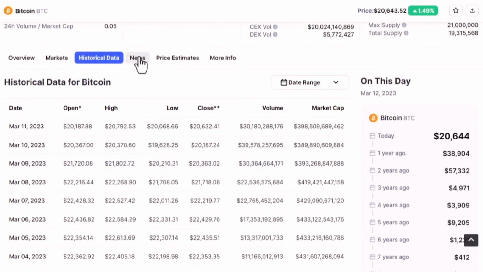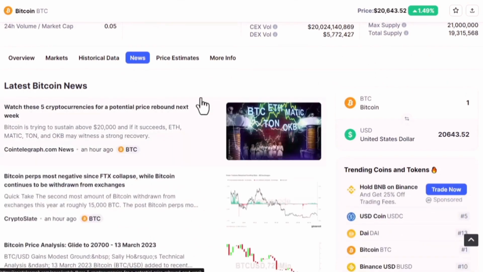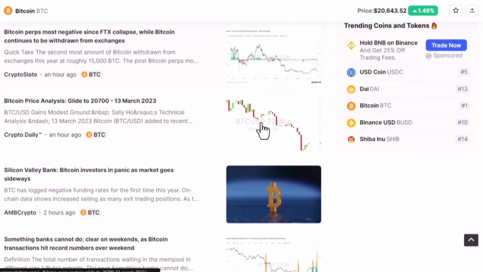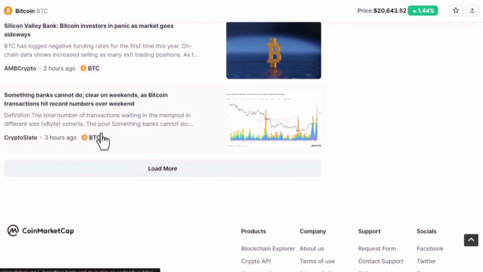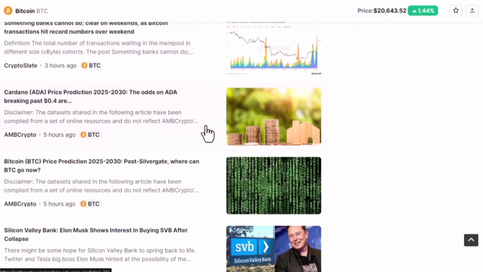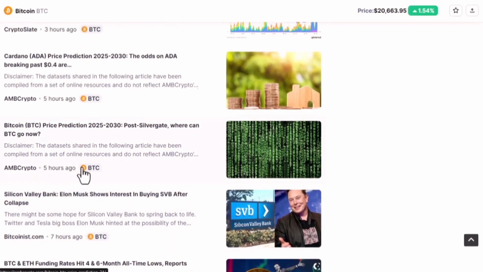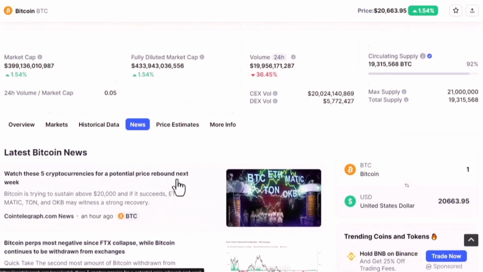And then the news. Of course, you can check the news especially about Bitcoin here, different analyses, what the news are, the relations of this coin to the others, and load more. And you can see there is an endless list coming up, like 5 hours ago, 2 hours ago. It's uploading and uploading endlessly.